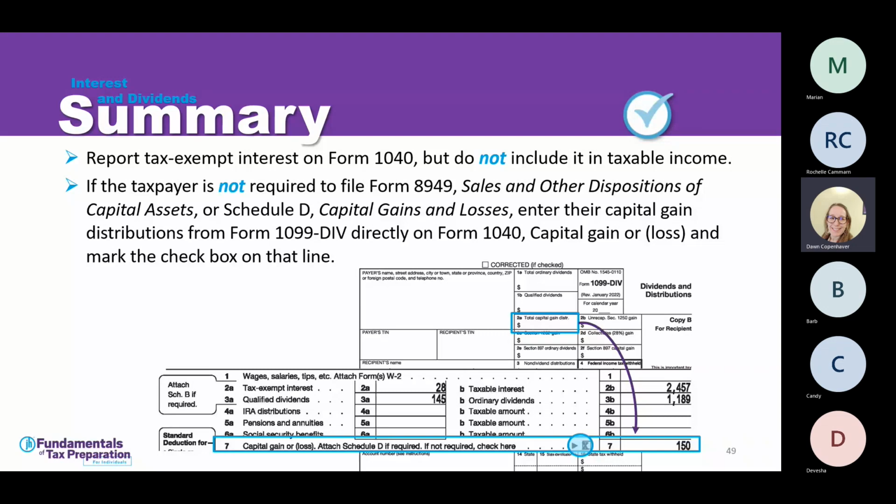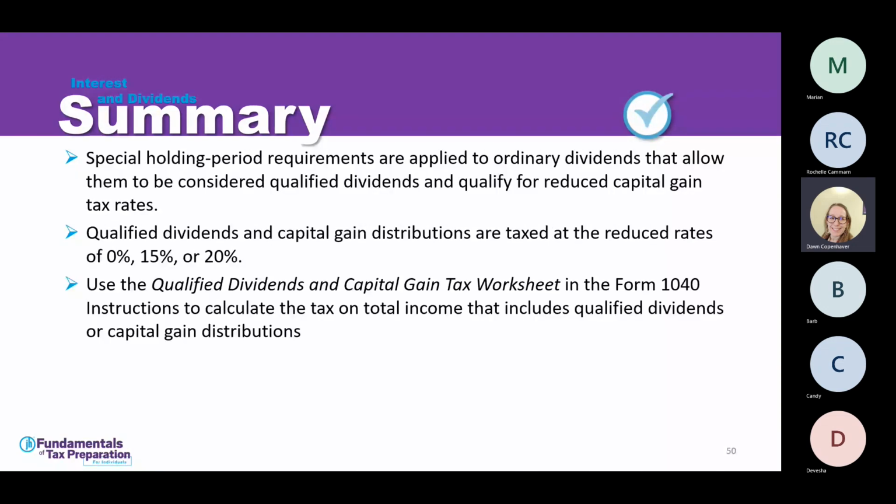And there are special holding periods that are applied to ordinary dividends that allow them to be considered qualified dividends and qualifying for the reduced capital gain rates, which are again 0, 15, or 20% based on your income for the year. And you use the worksheet in order to calculate out the tax. So that is it for Chapter 7, Dividend and Interest Income.